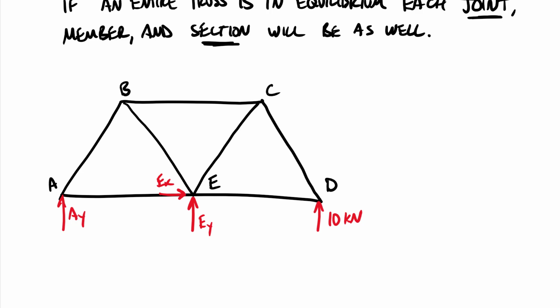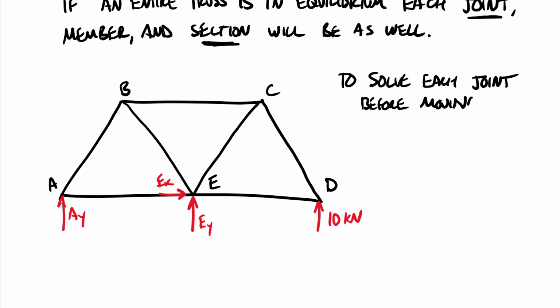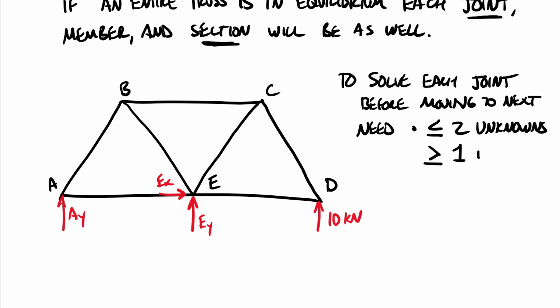Okay, so a little note here: to solve each joint before moving to the next, we need less than or equal to 2 unknowns, and we need more than or equal to 1 known.